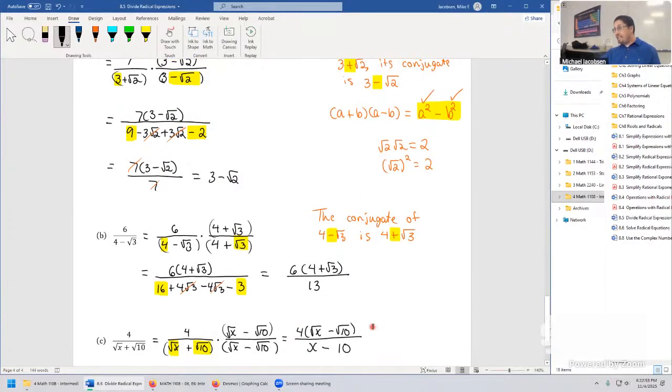Well, we did it, folks. That's the end of section 8.5. Any last questions at all, finalizing this section?